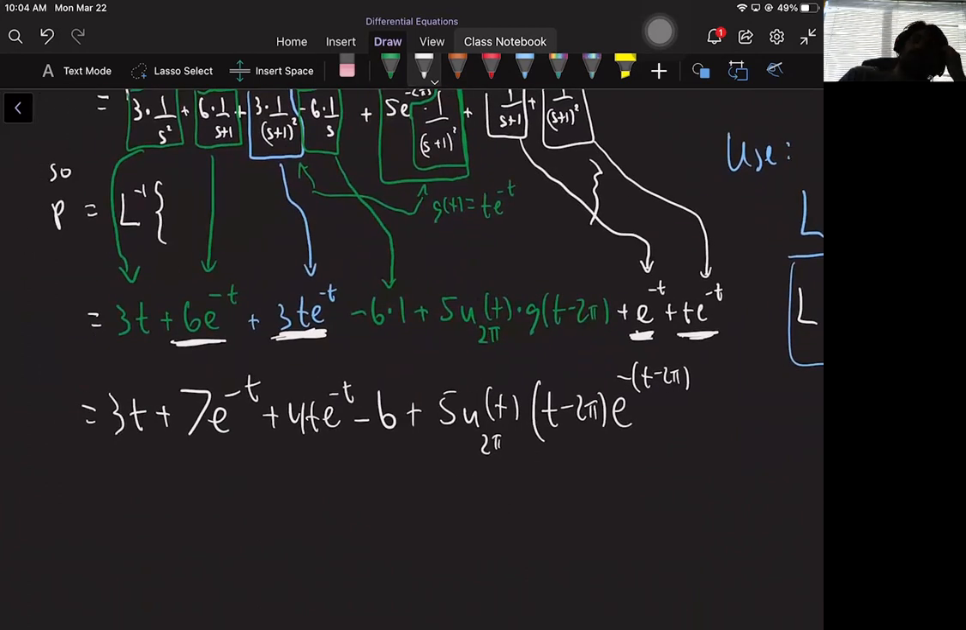Okay, that's it for this time. Next time we will do some more applications of Laplace transforms. We'll do systems of equations, so we'll see how they help there.